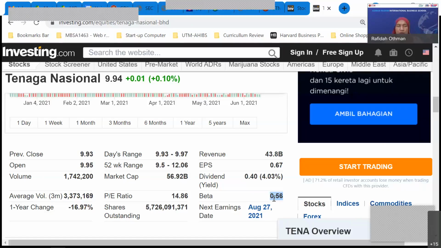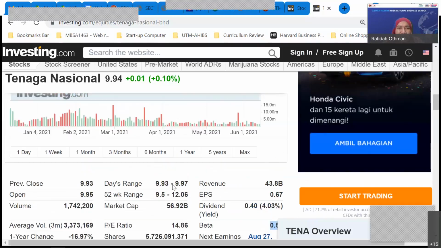Okay, remember we have discussed this beta before. So in CAPEX, when you calculate expected return, you have to know the beta. So this is the beta. So how are you going to find the ROE? For ROE, you have to look at the financial statement.